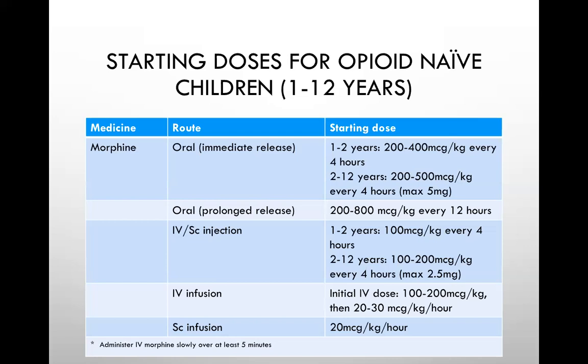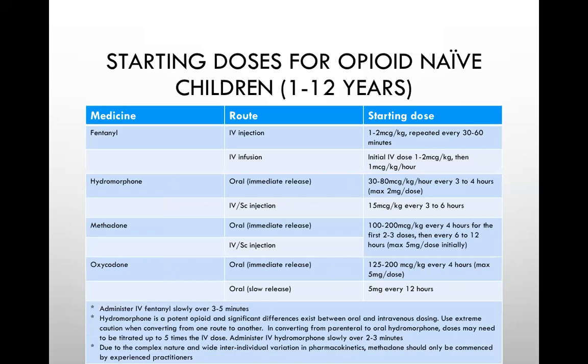Therefore, it becomes difficult to titrate the dose. The one that we have available here in Eldoret is 1 mil is 10 milligrams. So it becomes very difficult to titrate the dose. But what I would recommend here is to work closely with the pharmacists to be able to calculate the dose and get the right amount of morphine that we can give to children. More on the dosage for other opioids, the fentanyl, hydromorphone, methadone, and oxycodone.